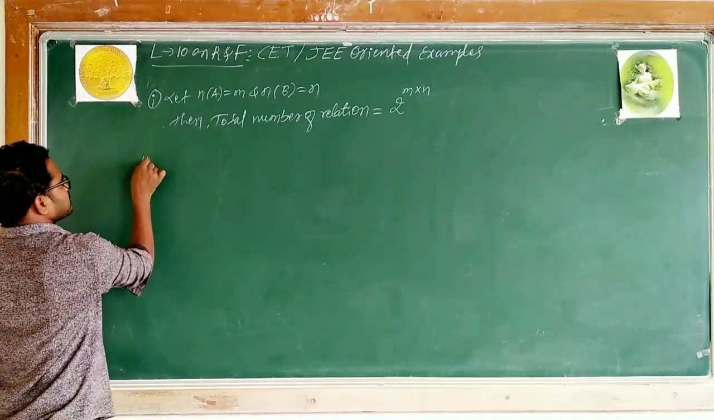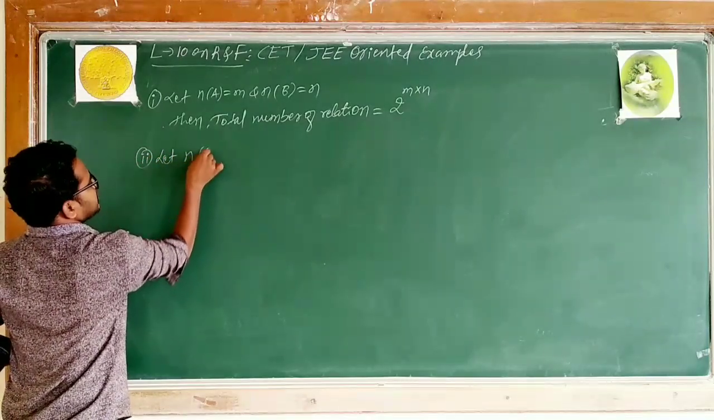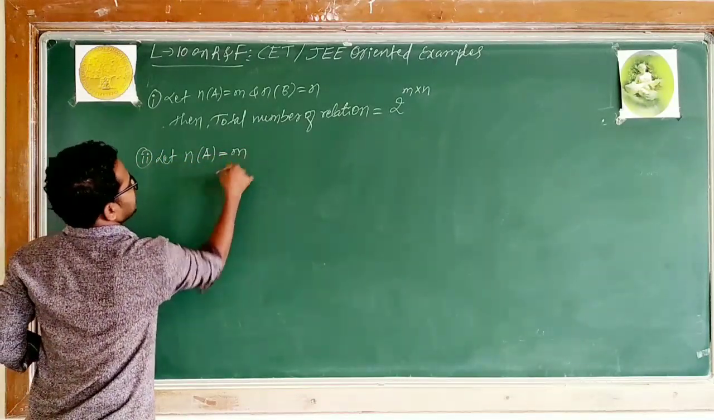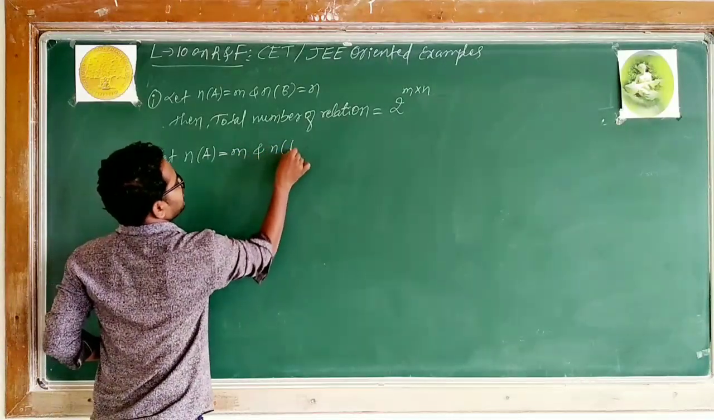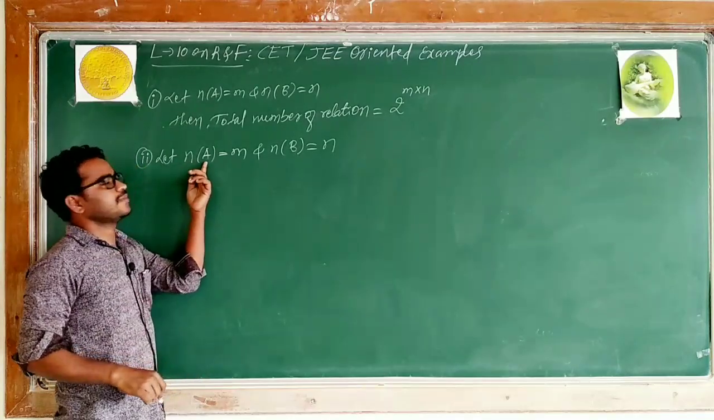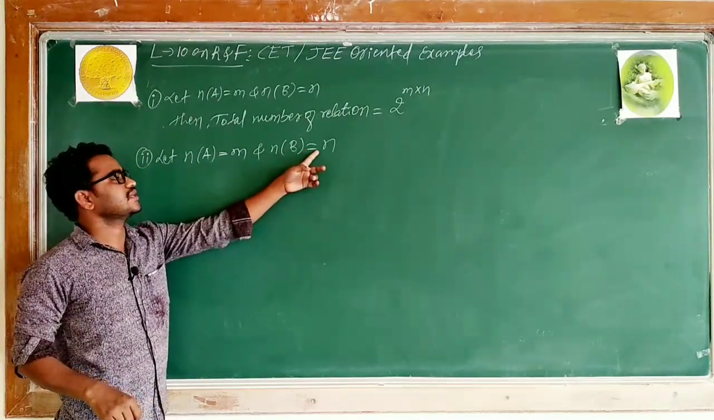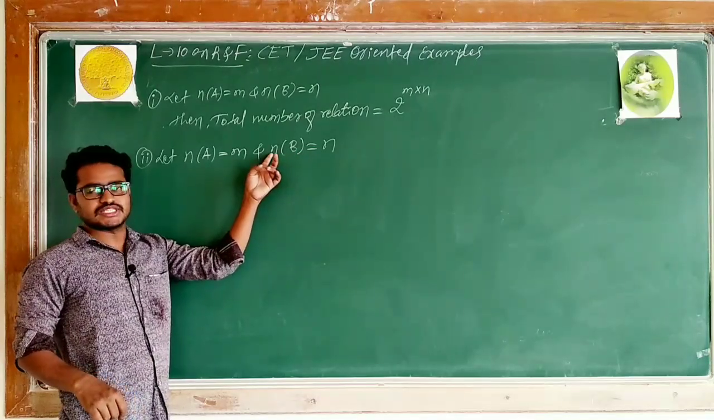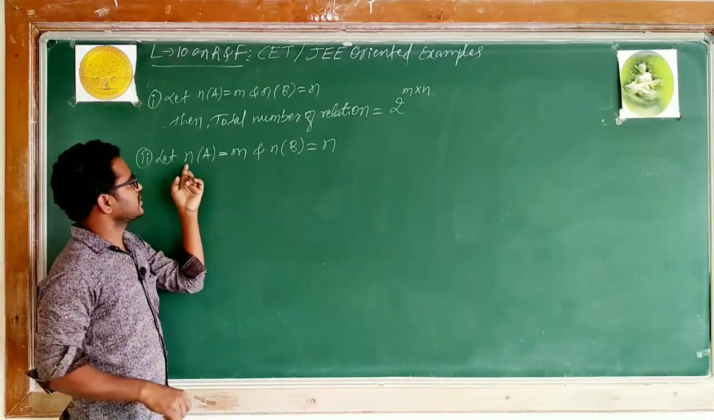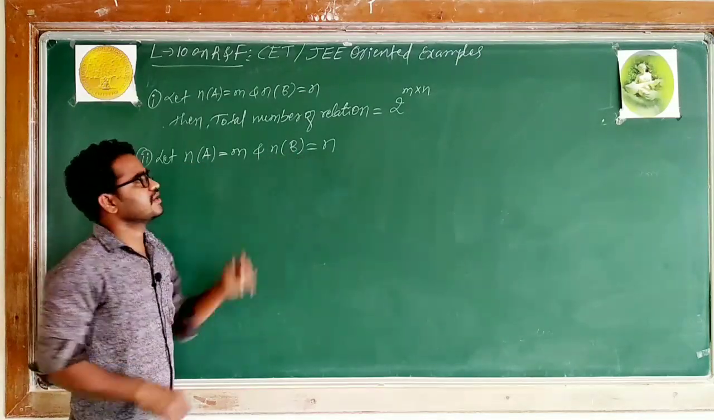Second one, let n of A have m elements, n of B have n. Don't get confused. Here the number of elements of A is equal to m. The number of elements of B is equal to n. Don't confuse about this n. Number of elements of A is m, number of elements of B is n.